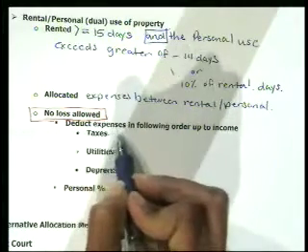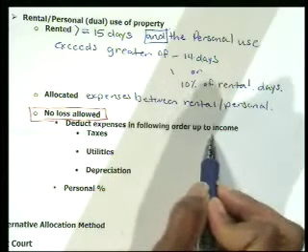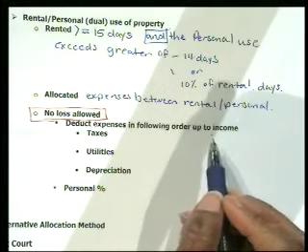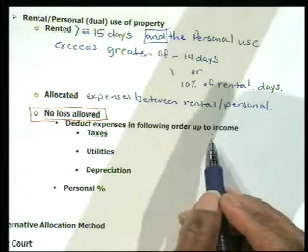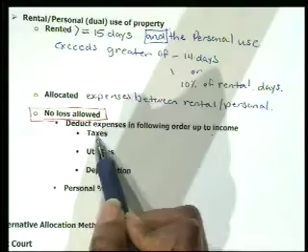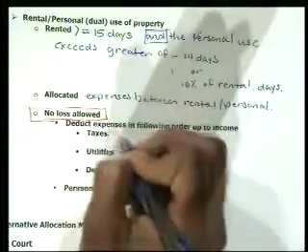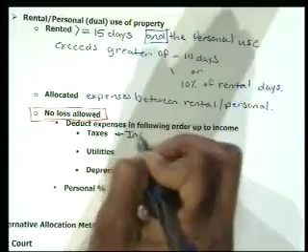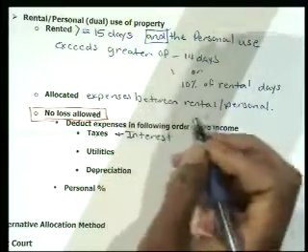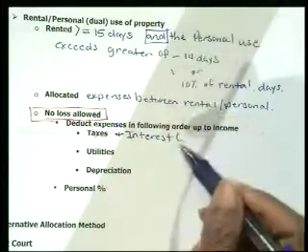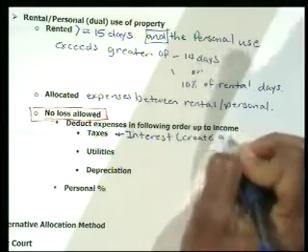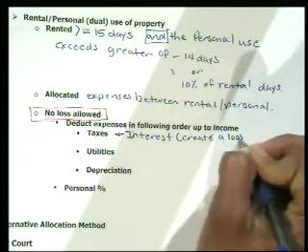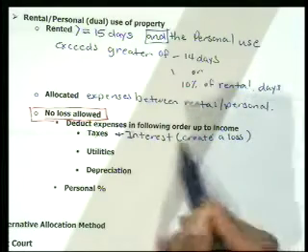The only thing I can do is deduct expenses in the following order up to income. So basically up to where I have a net income of zero, meaning if my income is $5,000, I can only take $5,000 of expenses. Okay, but they're going to make me take them in this order. I'm first going to have to deduct taxes and interest, the mortgage interest and taxes. Now, if after I deduct those I end up with a loss, then that's okay. These are allowed to create a loss.